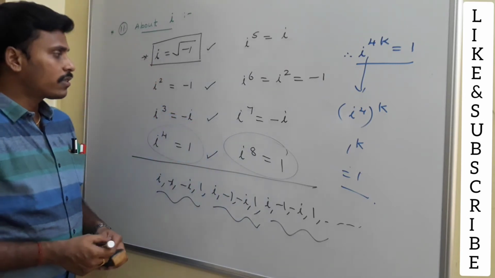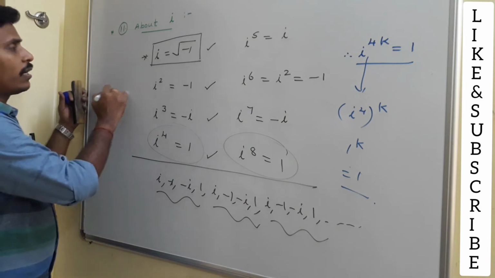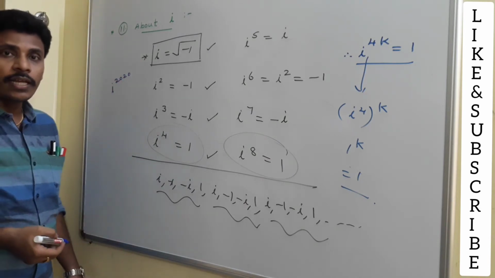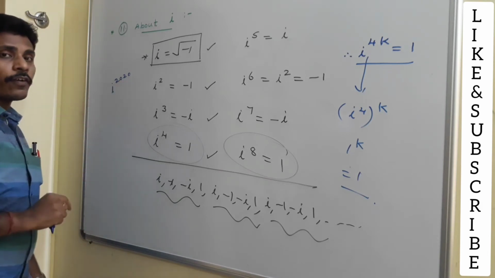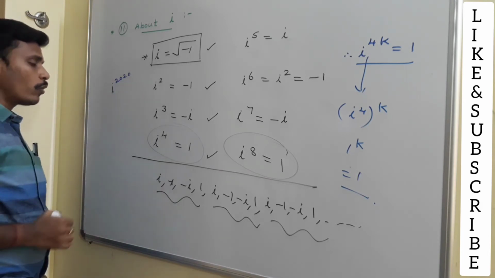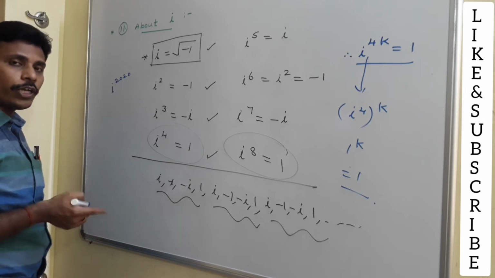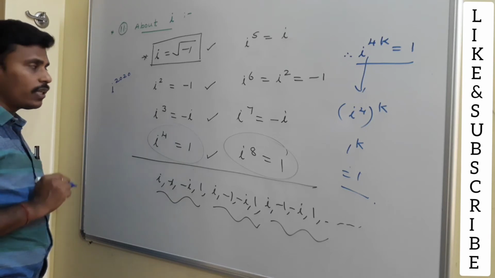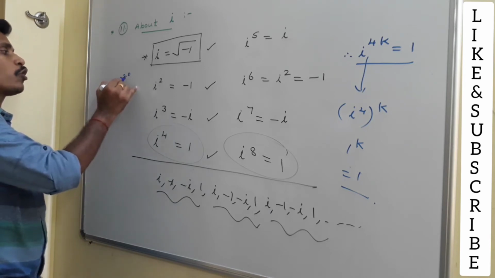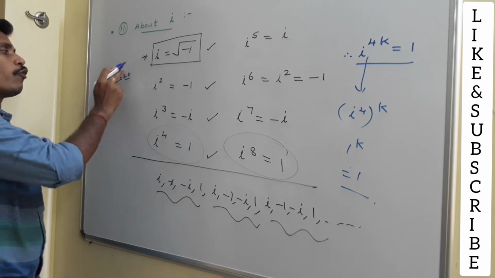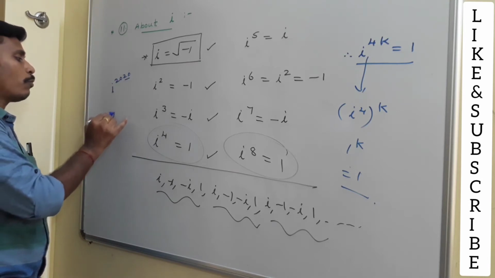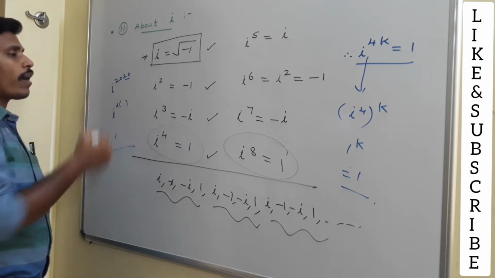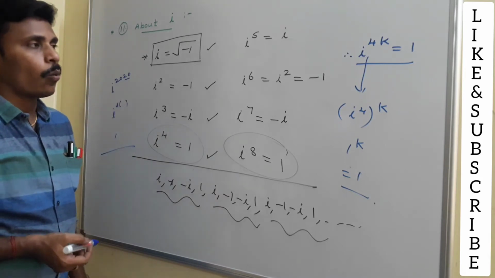Keep in mind, sometimes they may ask you to find values like this. What do you say about i power 2020? Just think a while. Whether this 2020 is a multiple of 4 or not, that is what you need to check. How do you check for multiples of 4? You need to look at the last 2 digits of the number. The last 2 digits are 20, so it is a multiple of 4. So 2020 is a multiple of 4, so i power a multiple of 4 is again 1. So the value of i power 2020 is 1.